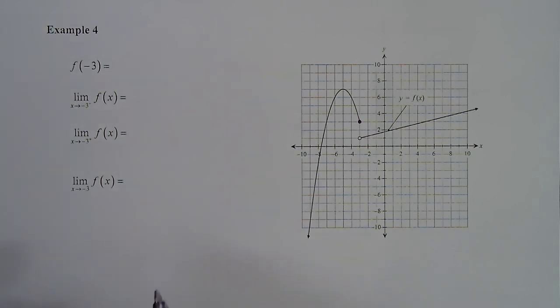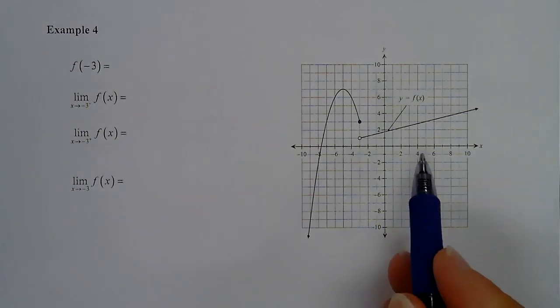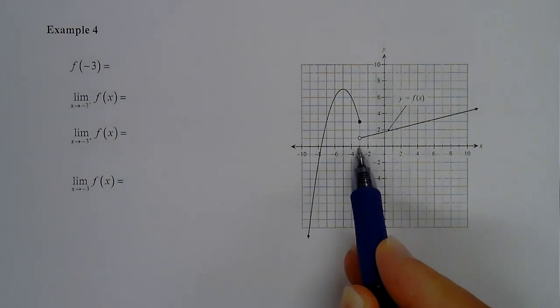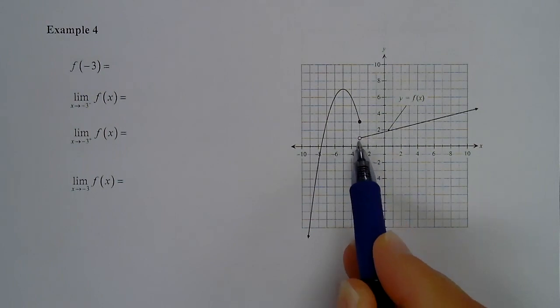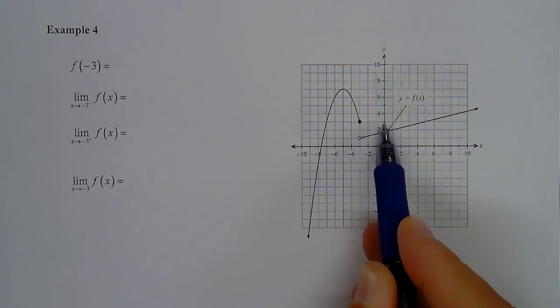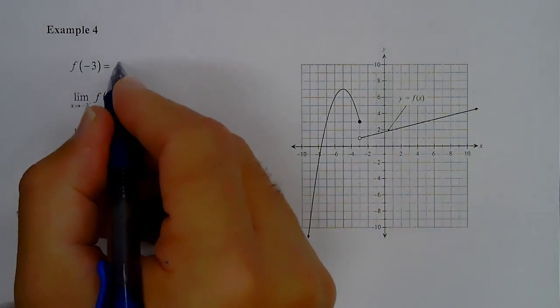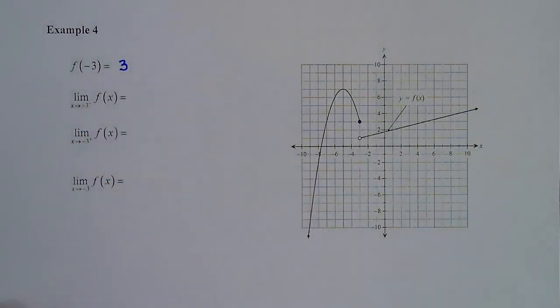All right, so here we want to find f of -3. So for f of -3, we go to -3 and we go towards our graph to the closed dot, and it's right here, okay? It's not this one, that's an open dot. That means we're not including it. This one we're including, so this would be 3, okay? So f of -3 is 3, okay?